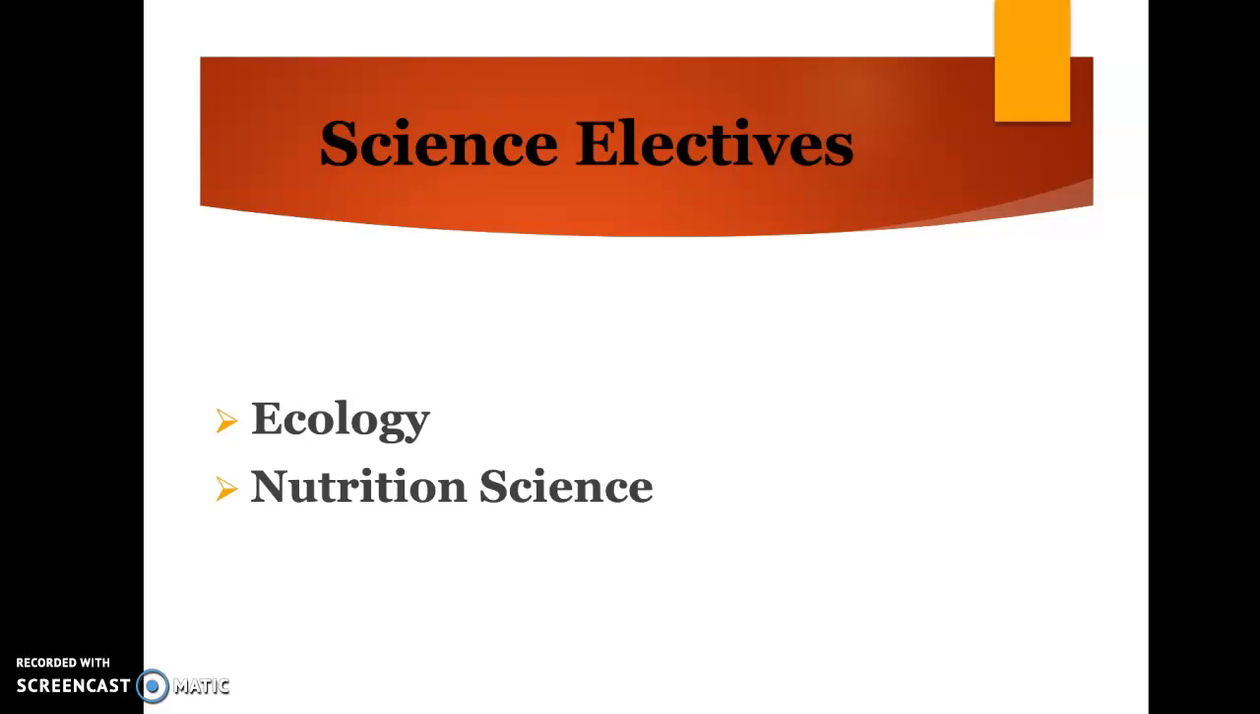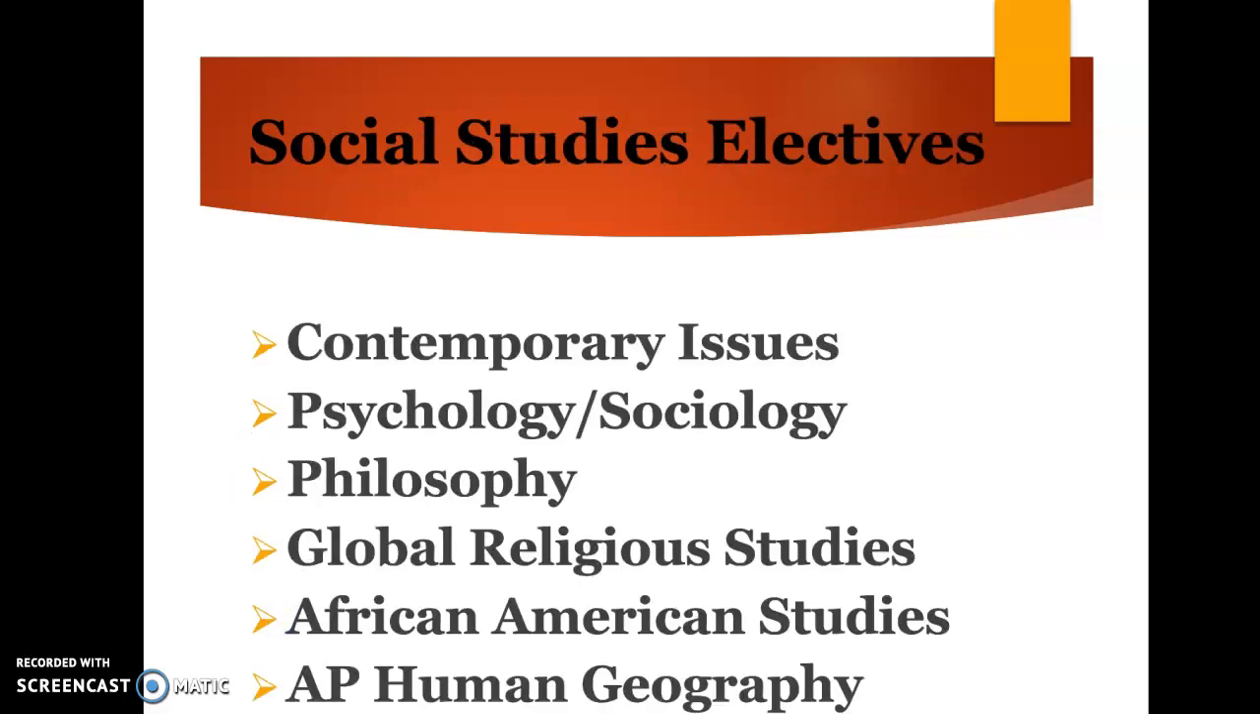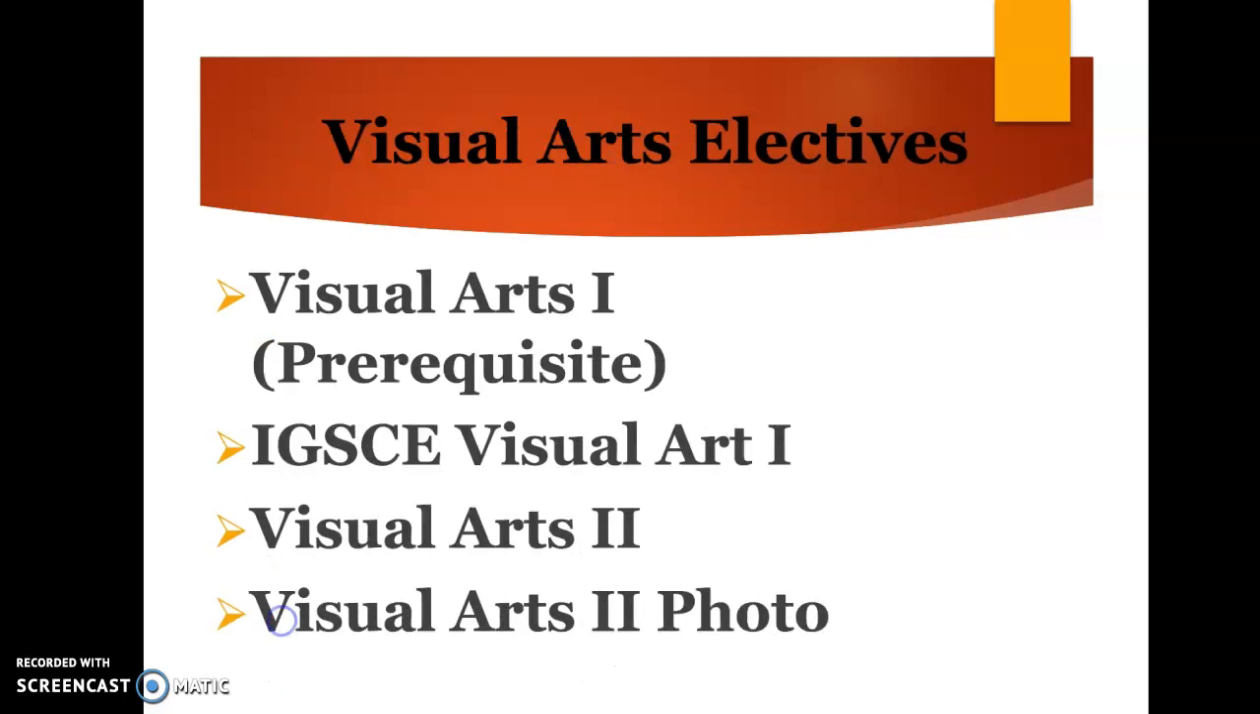If science is your thing, science electives available to sophomores would be ecology or nutrition science. You might want to select some social studies electives: contemporary issues, psychology, sociology, philosophy, global religious studies, African American studies, and our newest AP Human Geography course.